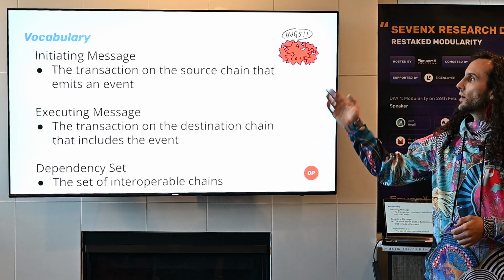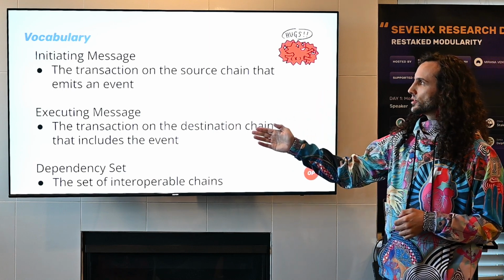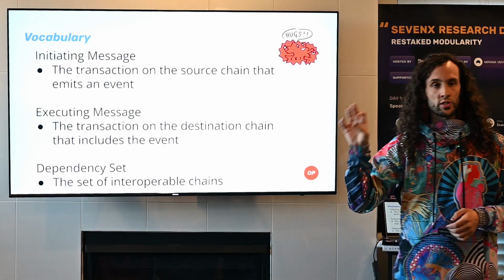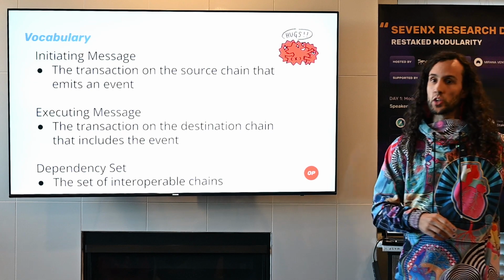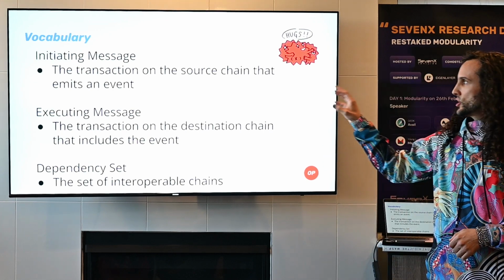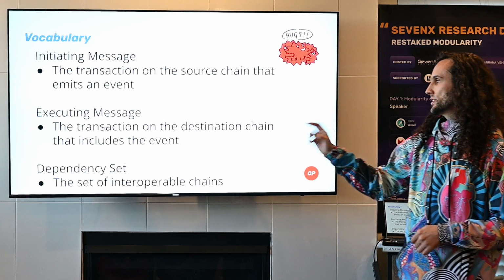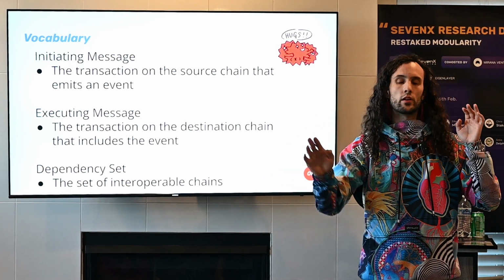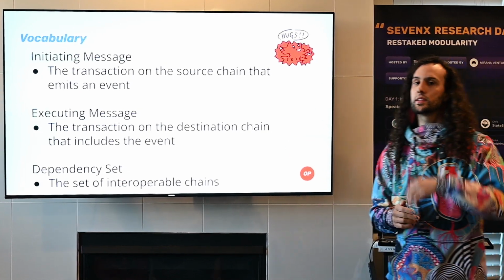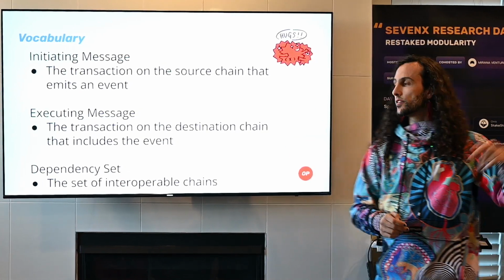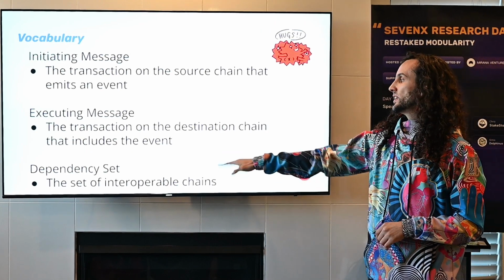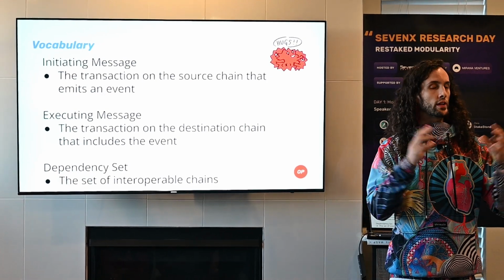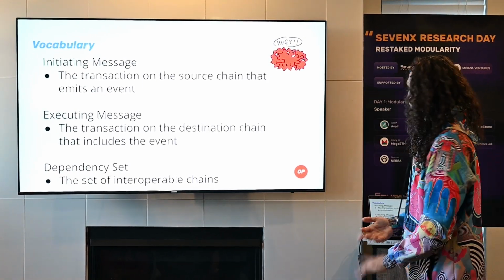Some vocabulary: we have an initiating message and an executing message. The initiating message is the transaction on the source chain, like in the previous example, that was OP mainnet. And then the executing message is the transaction on the destination chain. Because for a cross-chain message, you have to send a transaction to the first chain and then send a transaction to the second chain to finalize it. And then we have this idea of a dependency set, which is the set of interoperable chains that can all send cross-chain messages to each other.